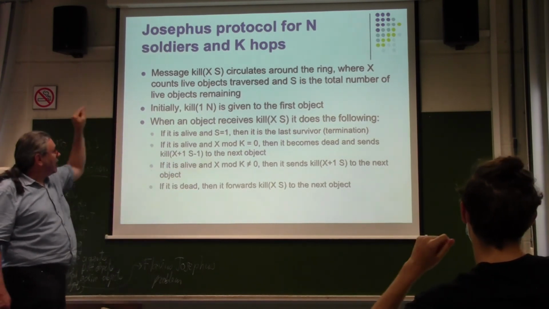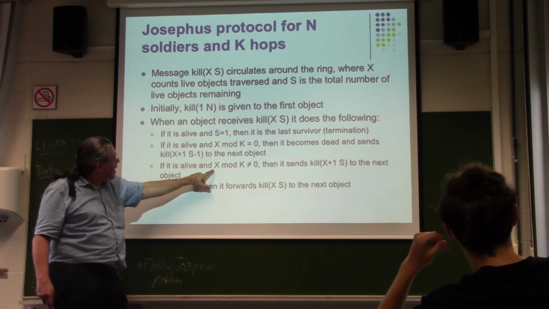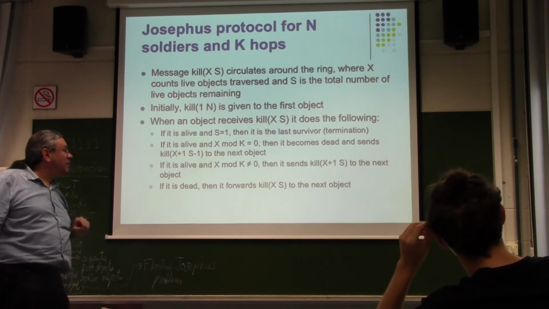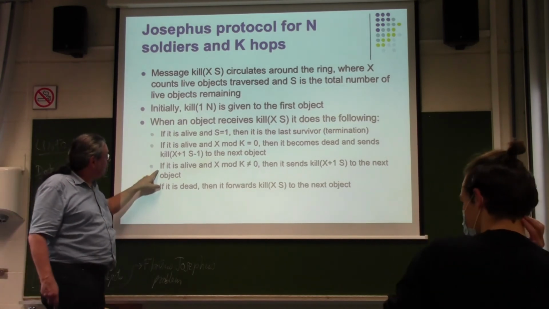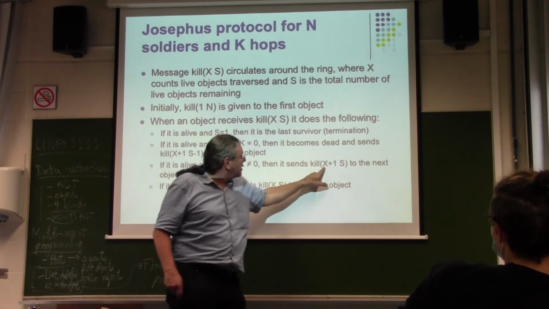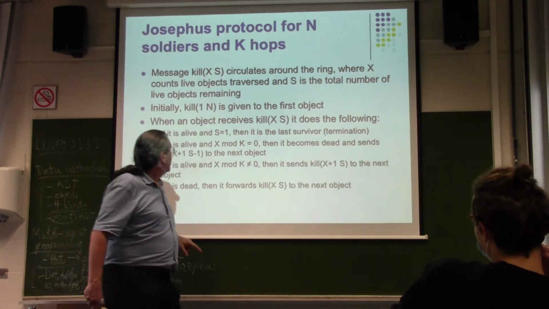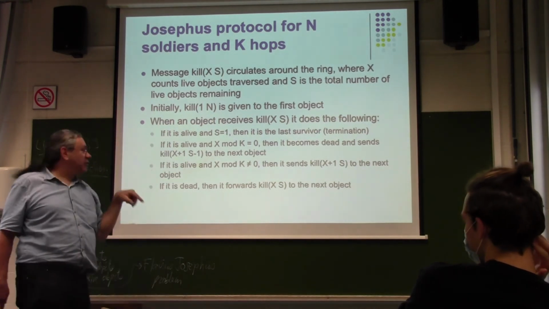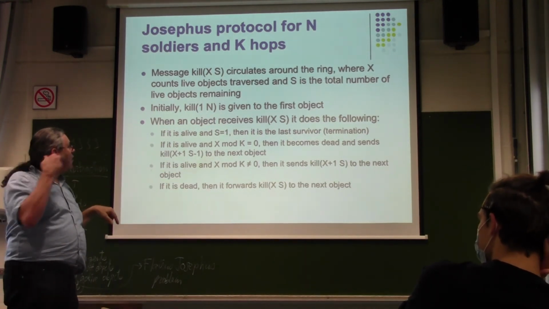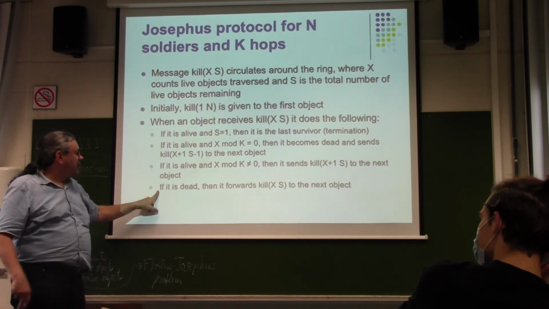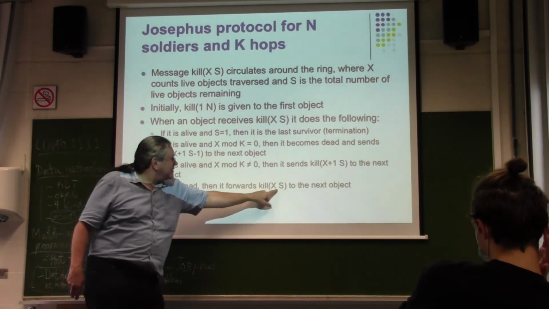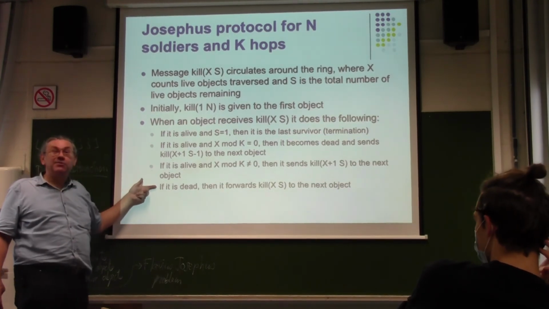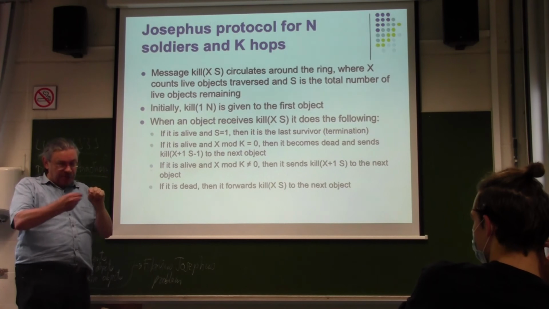So the message circulates. If it is alive and x mod k is different from 0, then it doesn't have to commit suicide, but it did traverse one live object, so it sends kill(x+1, s), not s-1, but s, to the next object. So you see this message is circulating. Now, if the object is dead, then it just forwards kill(x, s) to the next object. So if it's dead, it's like a zombie, okay? It has to still do something, yeah? If it received the message, it has to forward it.